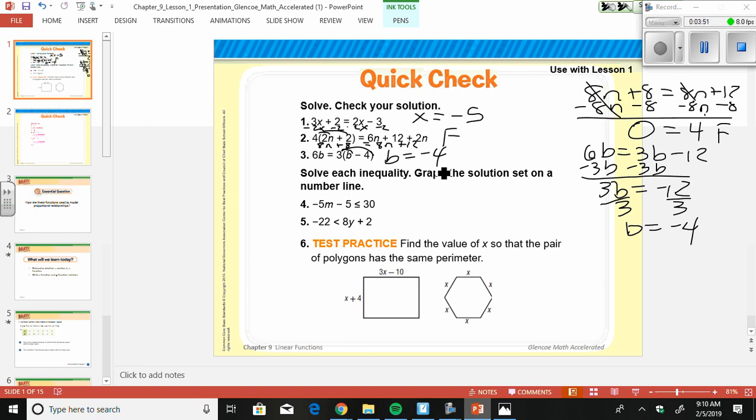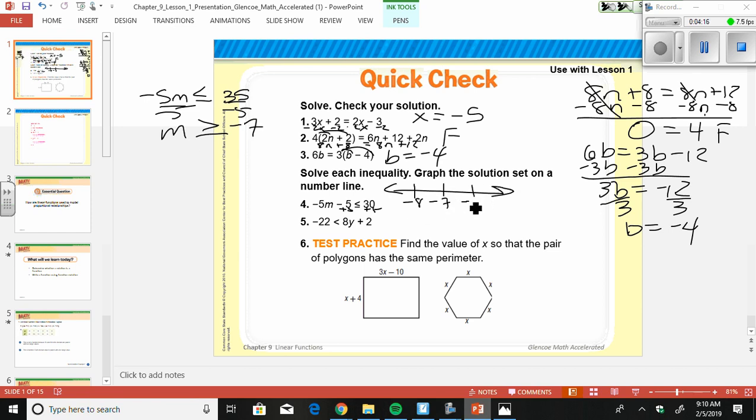Solve each inequality and graph the solution set on a number line. First, I'm going to add 5 so that I get -5m less than or equal to 35. Divide by -5. Change my inequality as soon as I divide by a negative. So now I have -7. On my number line, I need to have -8, -7, -6. It's closed off because it's less than or equal to. And because it's less than or equal to, I go to the left.